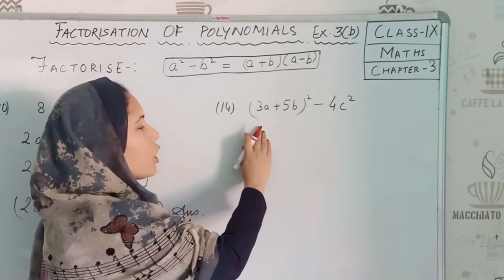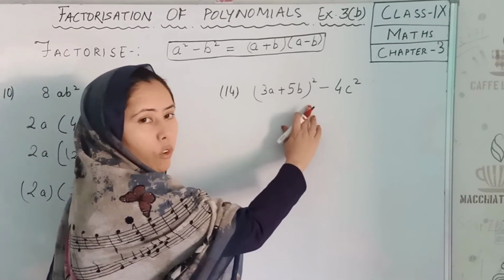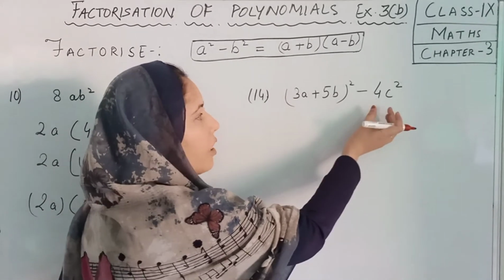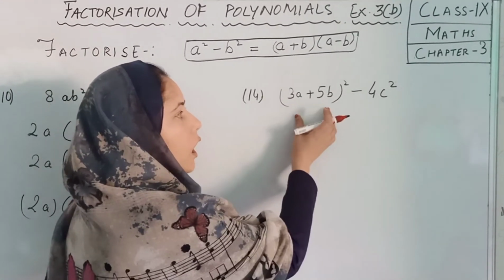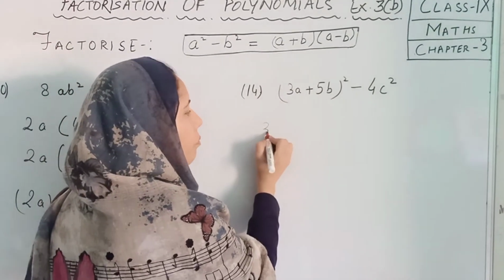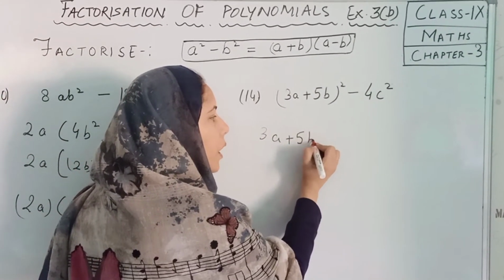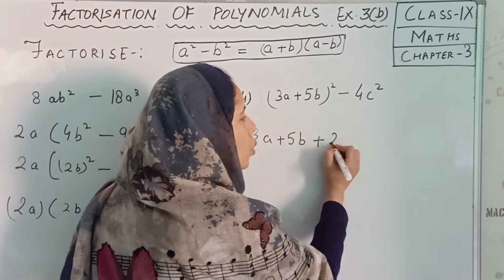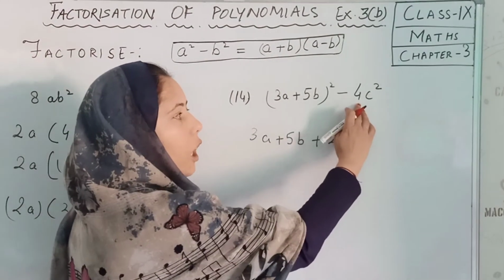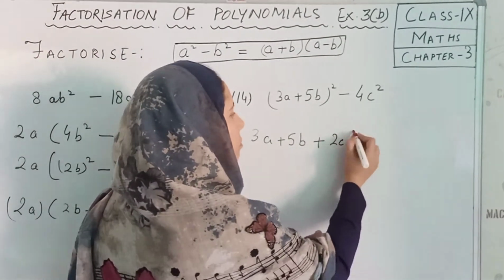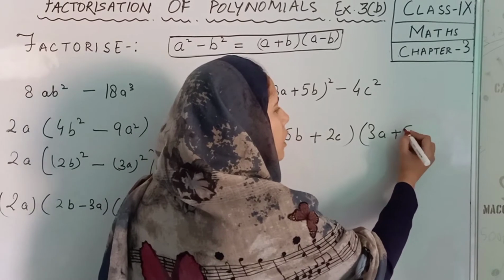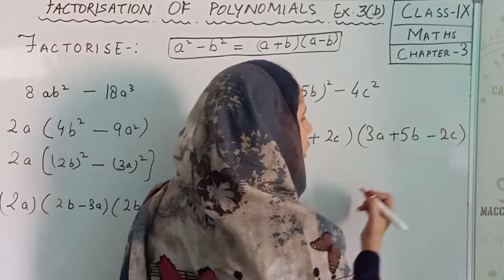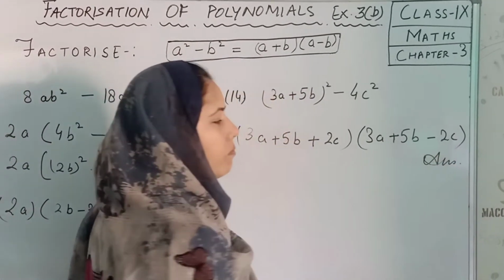So your answer. Now in question number 14, it is written in the form of a square and b square. This is your a. Two terms are there in a and one term is there in b. So (a plus b)(a minus b). A is 3a plus 5b. A plus, for the plus formula, b is 2c. It is the square of 2c. A plus 5b, it is a minus b. Answer.